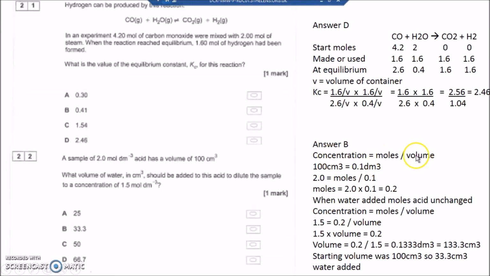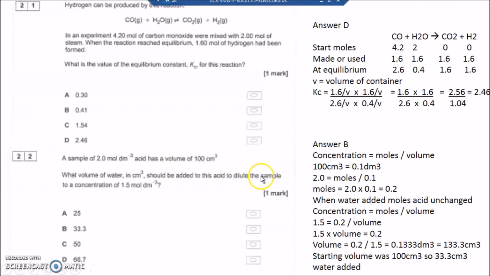So now my concentration is moles divided by volume. Concentration 2 equals number of moles divided by volume, 0.1 decimeter cubed. I've worked out then moles is 2 times 0.1. I've got 0.2 moles of the sample, and I knew that I needed to work out moles because I've been given concentration and volume, so it's directed me in that way. What volume of water should be added to this acid to dilute the sample to a concentration of 1.5 mole per decimeter cubed? Well, the number of moles of acid hasn't changed.